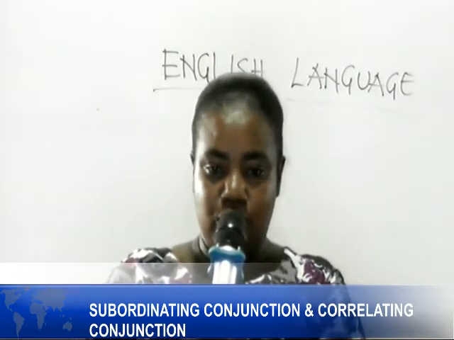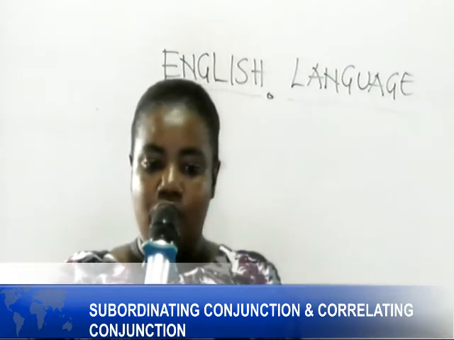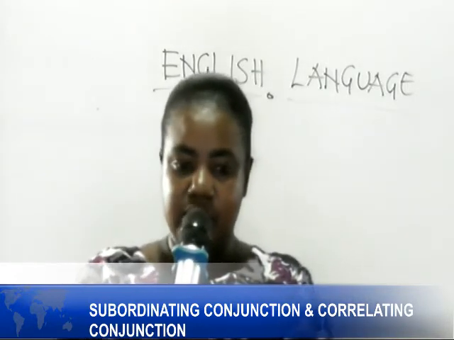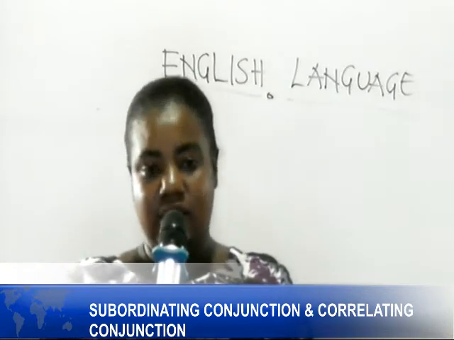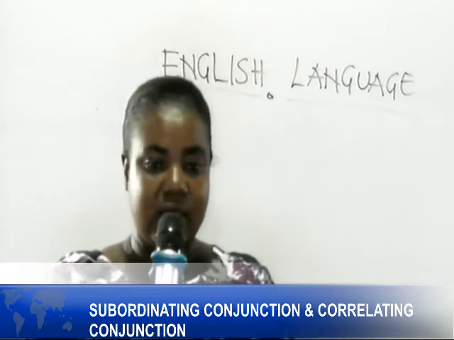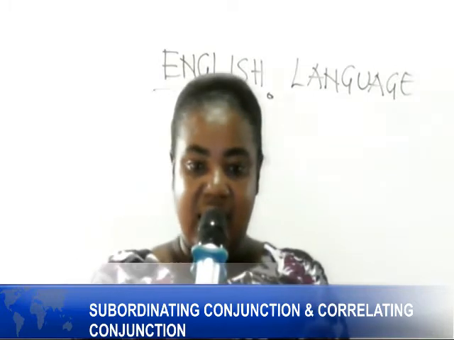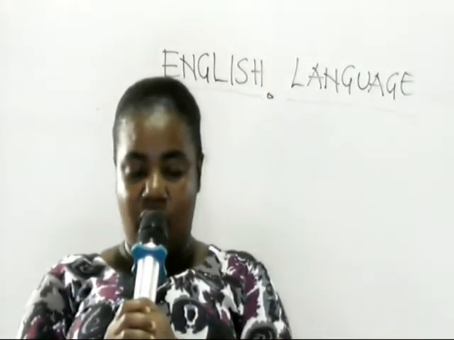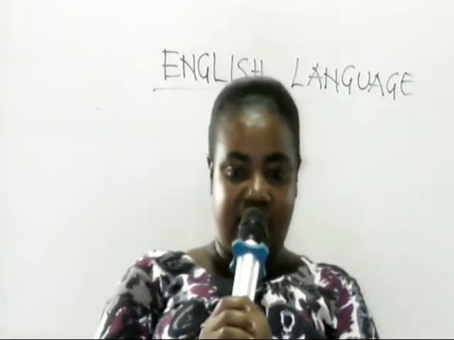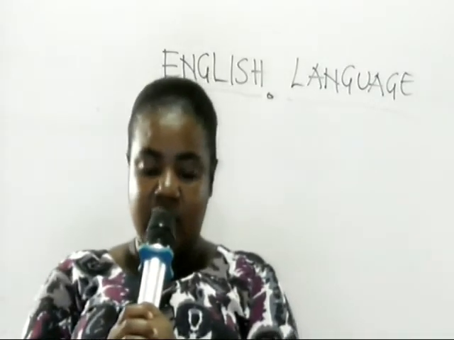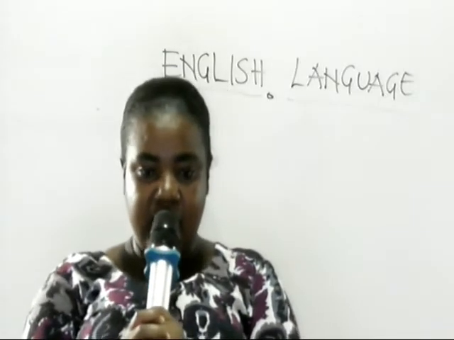Today we are moving on to another type of conjunctions. Sometimes we use clauses that can stand alone, and clauses that cannot stand alone. Clauses that can stand alone are independent clauses, and clauses that cannot stand alone are subordinating or dependent clauses. So today we are going to talk about a type of conjunction, that is the subordinating conjunctions.